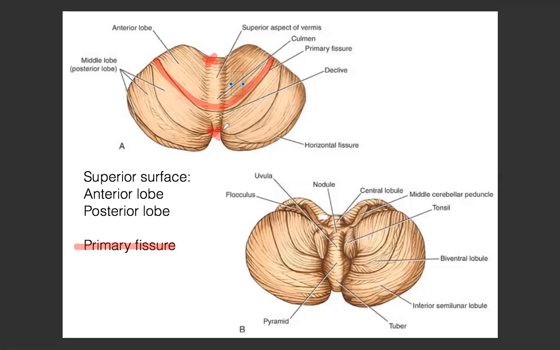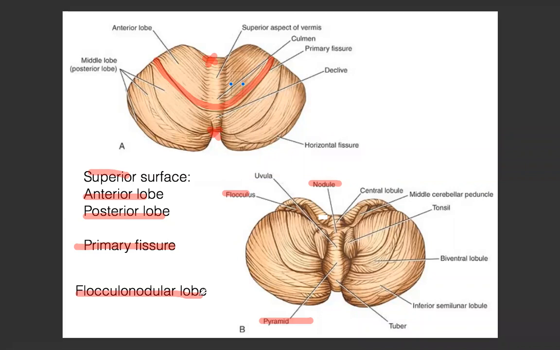Other divisions on the inferior surface are the flocculus, the nodule, and the pyramid. The most important are the flocculus and the nodule, because they form another lobe called the flocculonodular lobe. So the important lobes of the cerebellum are the anterior lobe and the posterior lobe, which are superior, and inferiorly the flocculonodular lobe. Is it clear so far? Okay, great. So we have three important lobes: the anterior lobe, the posterior lobe, and the flocculonodular lobe.